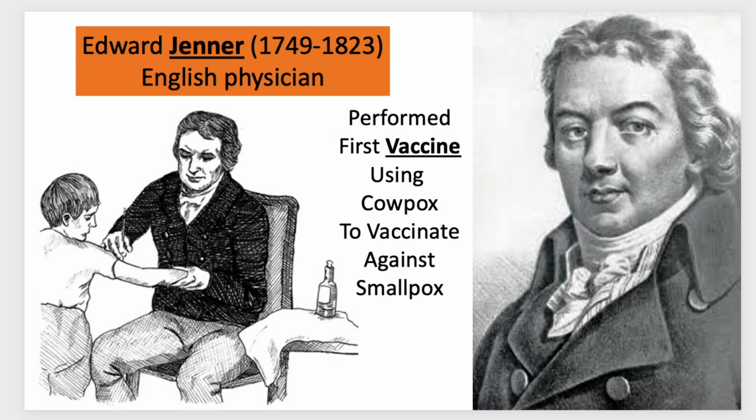Then we get to Edward Jenner, 1749 to 1823. He was a physician, and he performed the first vaccine. What he did was he took a related virus to vaccinate against another more deadly virus. So cowpox was around, and he used that to vaccinate humans against smallpox. He would give them cowpox, and then they would get immune to smallpox. And this was actually decades before Louis Pasteur.